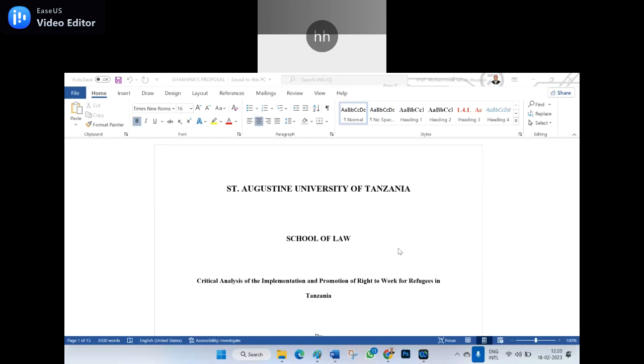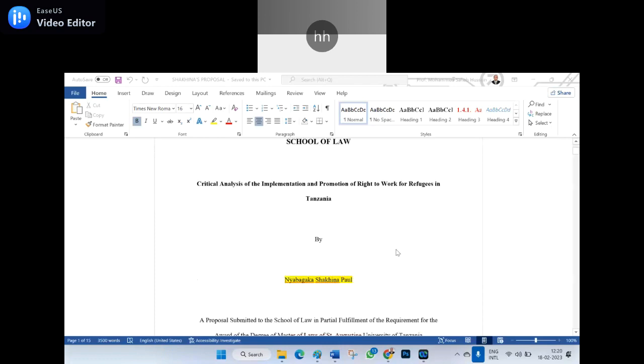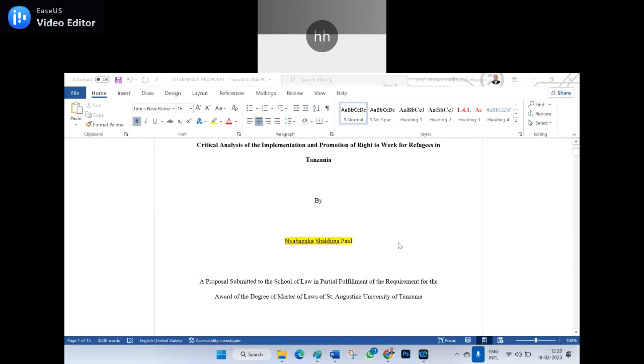And today I would like to do the legal research of one of my supervisees, the critical analysis of the implementation of the promotion of the right to work for the refugees in Tanzania. It is by Niyabaga Sakina Paul. This is the work that I would like to deal with today in the class.